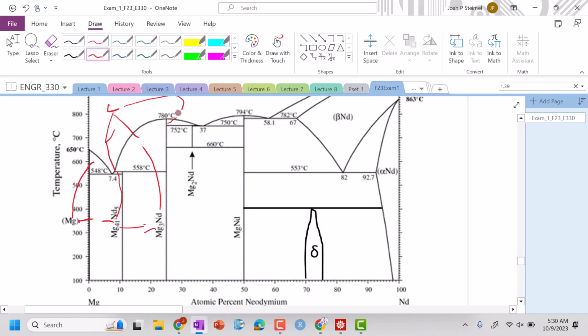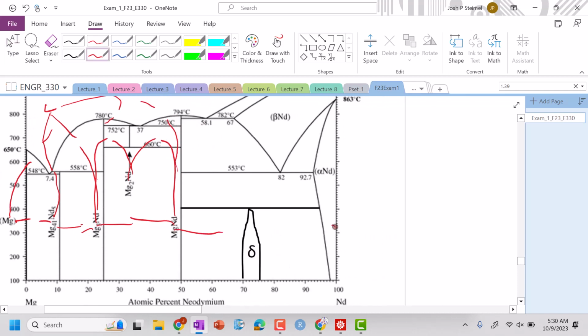Liquid plus this little phase right here, this phase plus this phase, this phase plus this phase, this phase plus this phase, this phase plus liquid right here. Let's scroll over. This phase plus alpha, or this phase plus delta, excuse me. Delta plus this phase here. This phase plus alpha here.